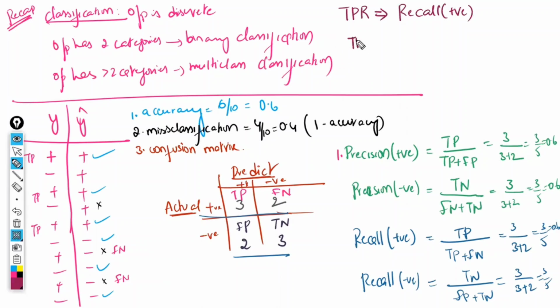Similarly, true negative rate is also called the recall of negative. Both are the same. True positive rate and true negative rate. So, true positive rate, that is recall of positive, is also called sensitivity. And recall of negative is also called the true negative rate, and this is also called specificity.